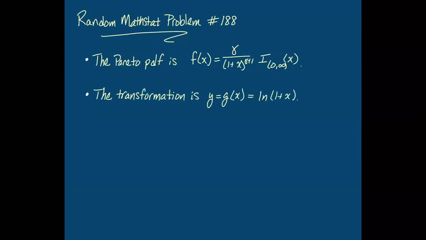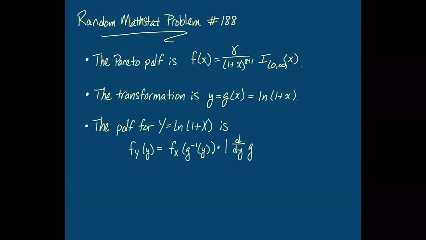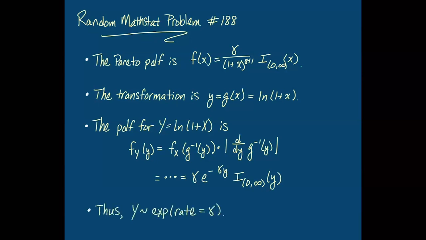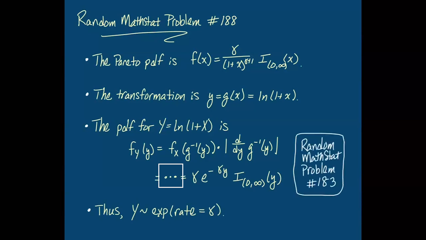The PDF for y is related to the PDF for x like this. We have already done this problem and reached the answer gamma e to the minus gamma times y and an indicator saying that y goes from 0 to infinity. Thus, we know that y has an exponential distribution with rate gamma. If you want to see more of the details in this section, check out the solution to random MathStat problem number 183.